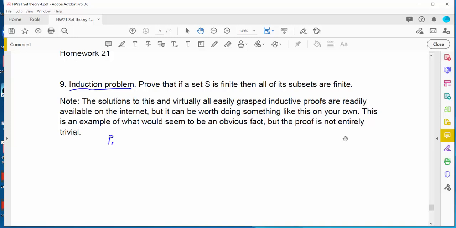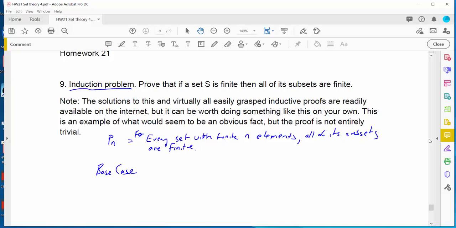And if we let P(n) just be the claim that every set with finite n elements, all of its subsets are finite. Okay, so that's just what we want to prove.